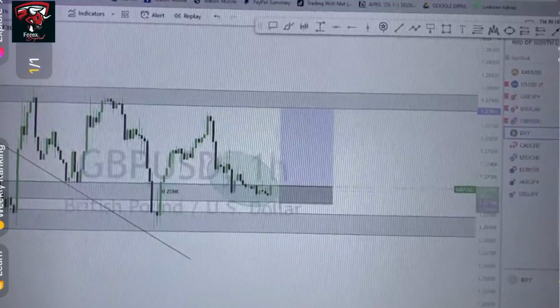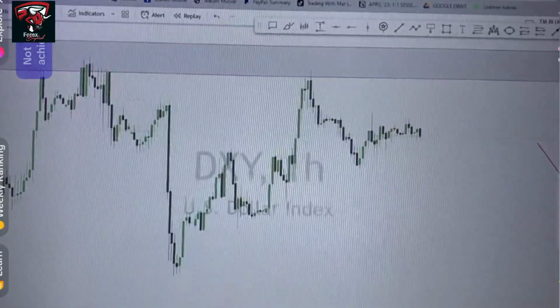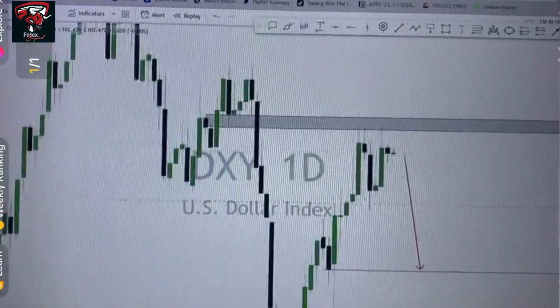We've done GU. Let's go over to DXY quickly. Yo, I'm tired. Daily time frame. What's my daily time? Oh, there we go. I don't even have to continue with this analysis anymore.